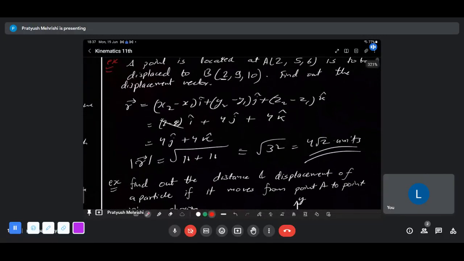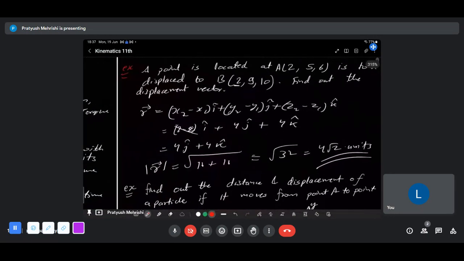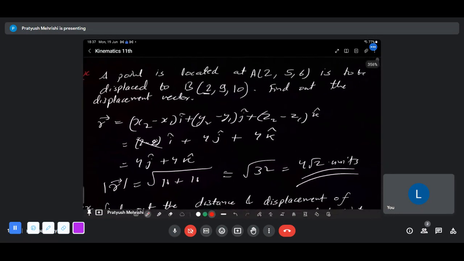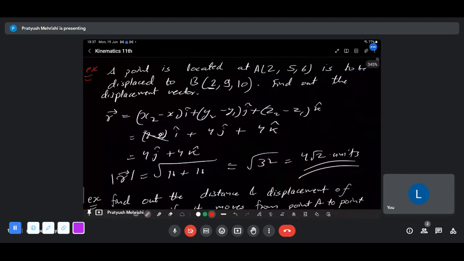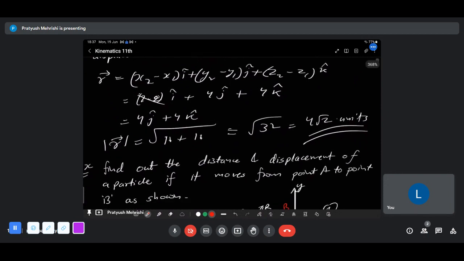Now, this is just the calculation of displacement. See this example. A point is located at A (2, 5, 6) and is to be displaced to B at (2, 9, 10). Find out the displacement vector. Then final minus initial we will do, and we'll get the displacement vector. It is 4 root 2 units here.